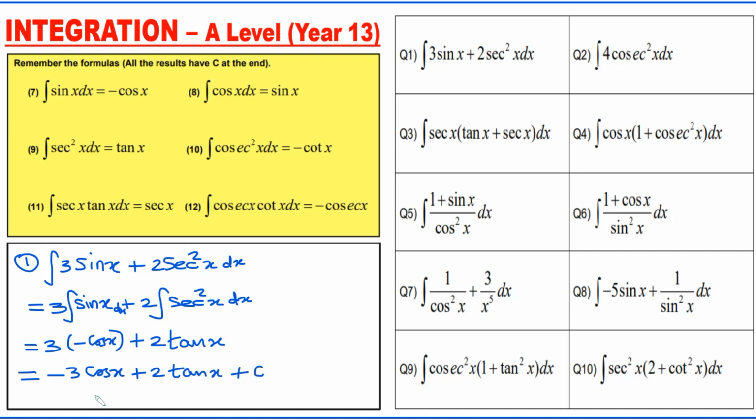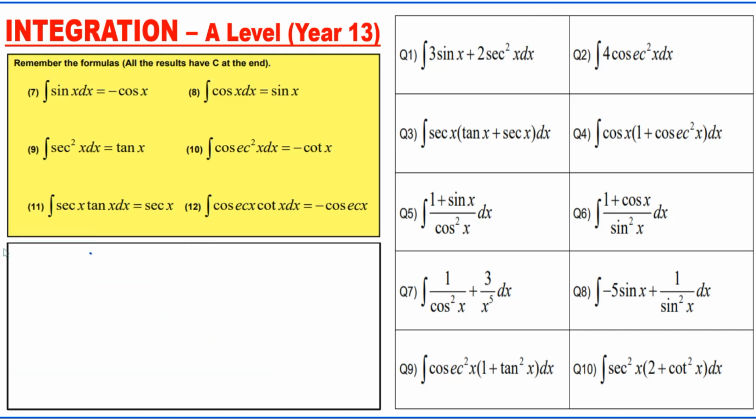All these above functions come with the integration constant c. Make sure all the integration results you write with c, unless they are giving the interval. So if they are giving a definite interval, you can apply the interval and you don't need to put the c. So this is the answer for question number 1. Let's move on to question number 2.